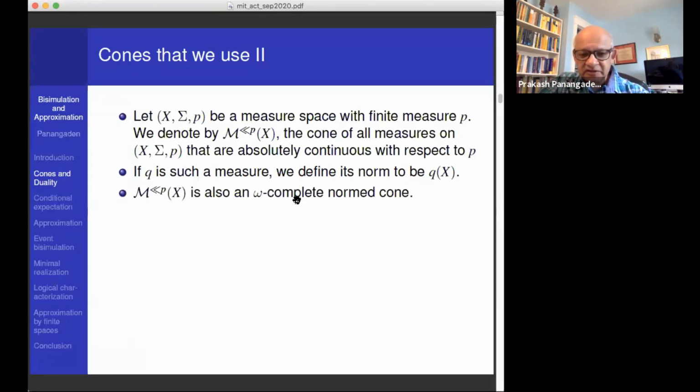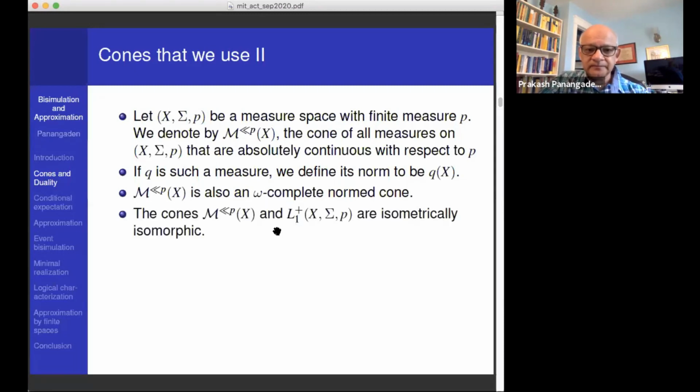The collection of such measures is an omega complete normed cone. So let me explain some of these adjectives. Normed, of course, means that just like vector spaces can be given norm structure, so can cones, and they have natural axioms of how the norm interacts with the linear structure and how it interacts with the order. Omega complete means that if you take a bounded increasing chain, then it will have a least upper bound. That's the case for these cones.